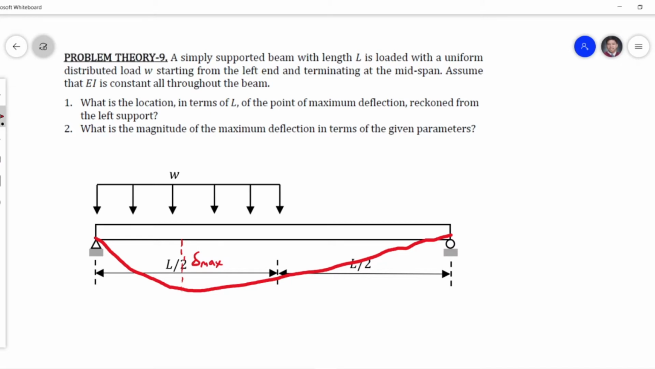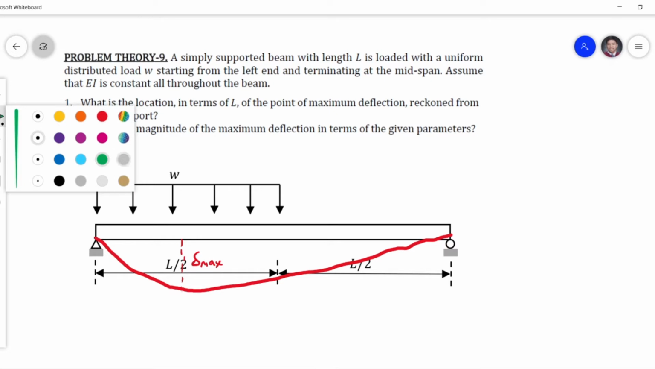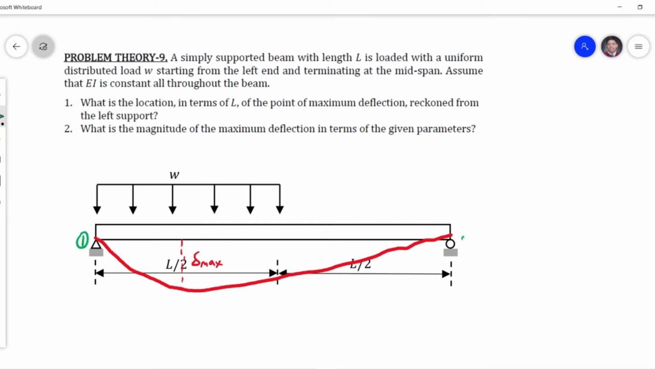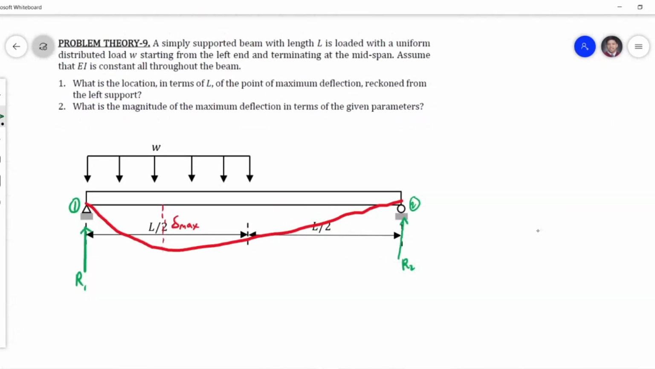So, calculate muna natin si reactions natin. So, let's say this is 1 and this is 2. So, we have R1 and R2. So, kakalculate natin yan. So, for R2, we will sum moments about 1 equal to 0. Let's set counterclockwise as positive.